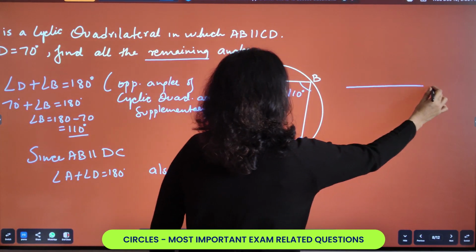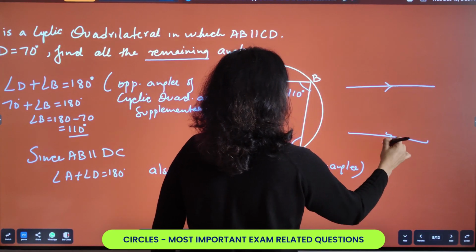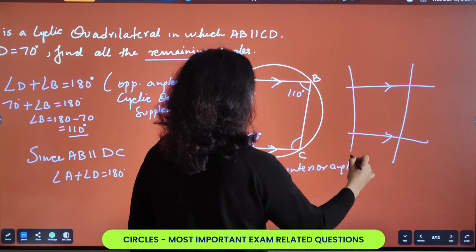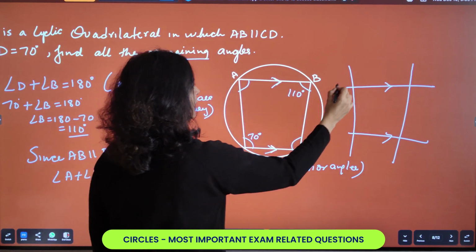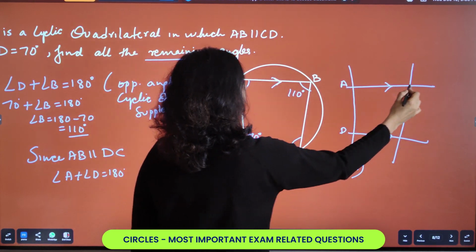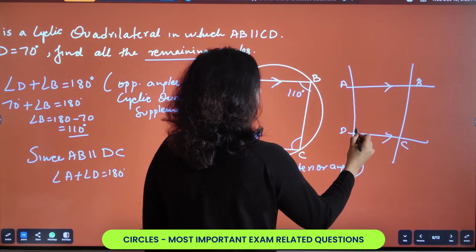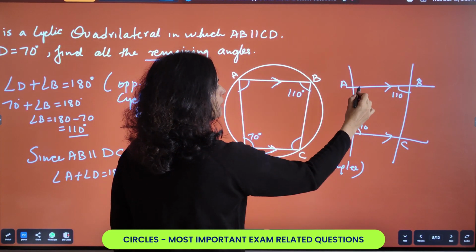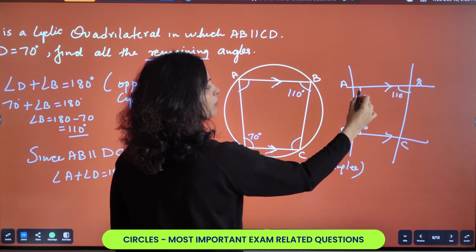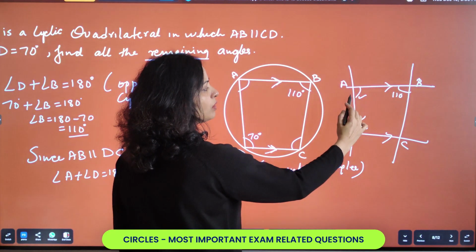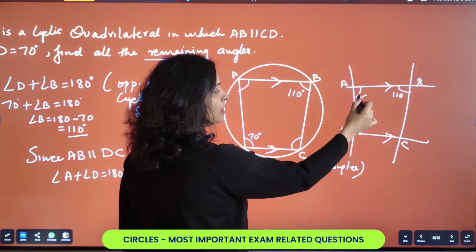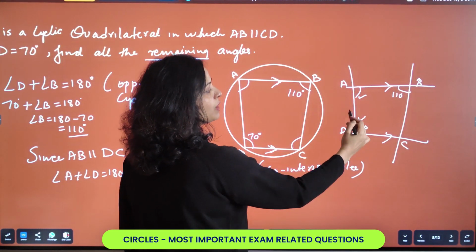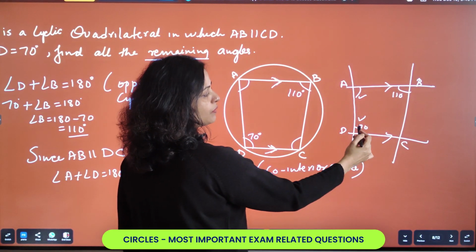See, when the two lines are parallel and we have a transversal like this, this is the transversal AD, and here BC is the transversal. So here we got these two angles, and these two angles' sum will be 180 because they are co-interior angles. They are interior angles on the same side of the transversal. This is on the right side of the transversal.